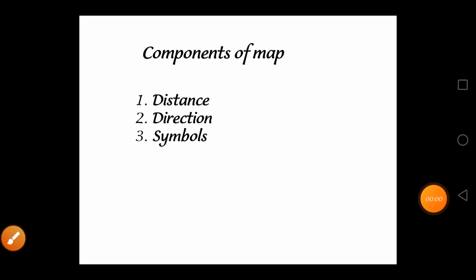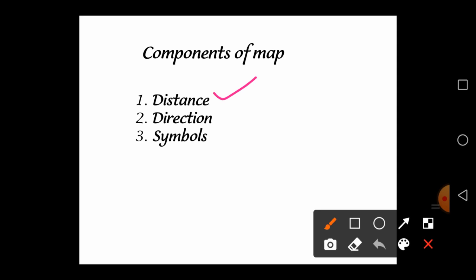Okay, the last topic, components of a map. So three main components are there. They are distance, direction, and symbols or conventional signs. These three are the main components of a map.